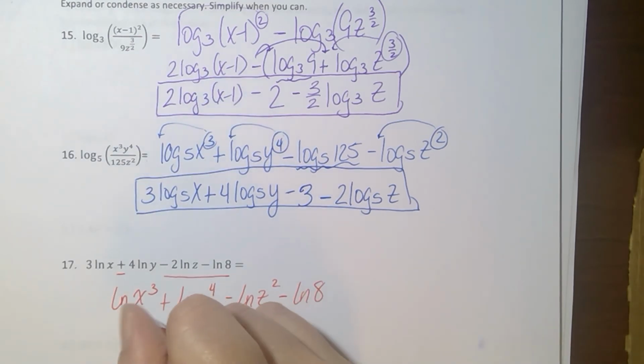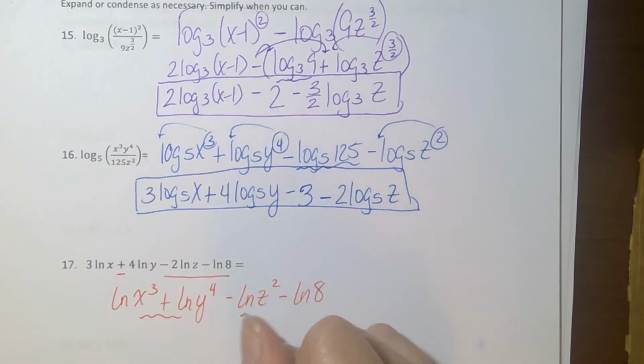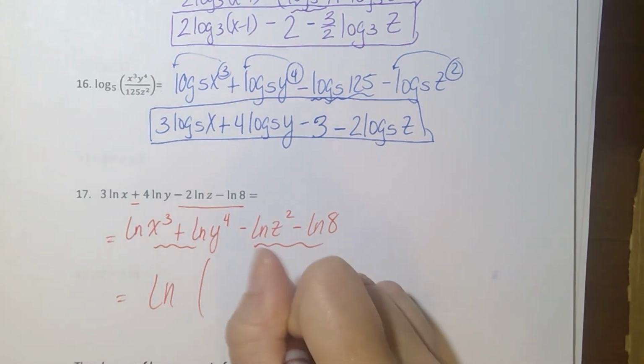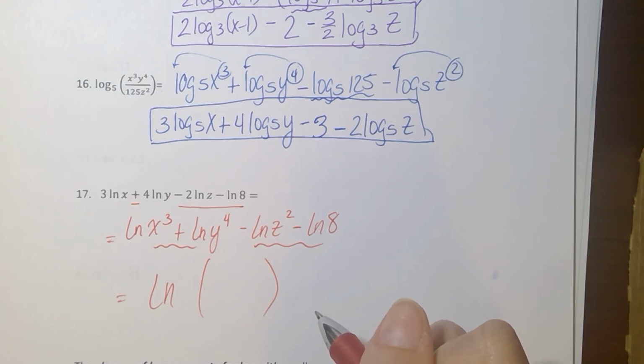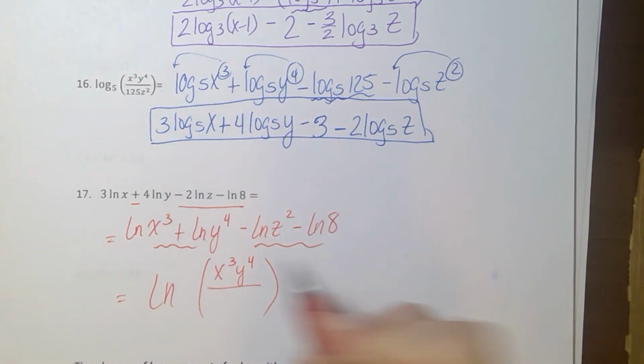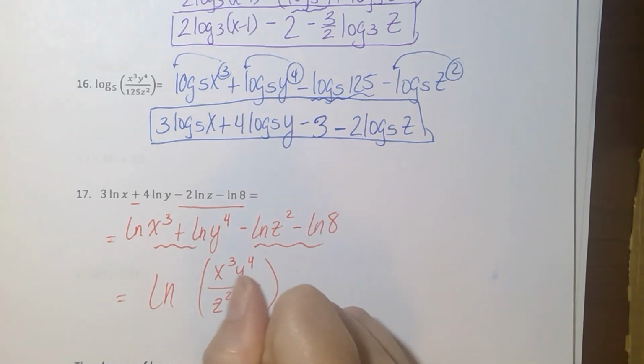Now, what is being added together is going to go in the numerator. What's being subtracted out is going to go in my denominator. It's all the same base, all natural log, so I can write it as a single logarithmic expression with a numerator of x cubed y to the 4th and a denominator of z squared times 8.